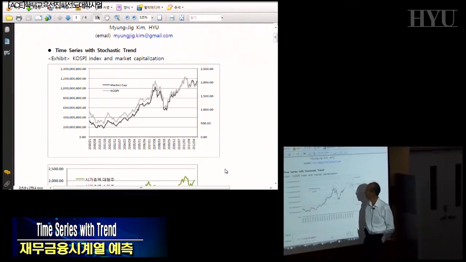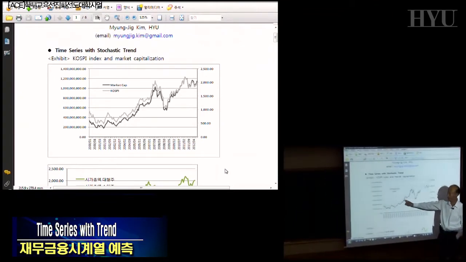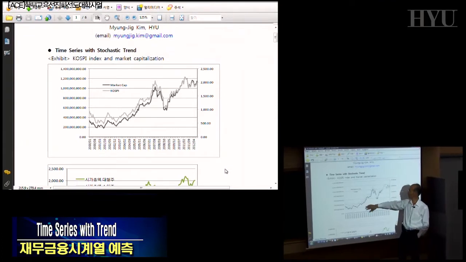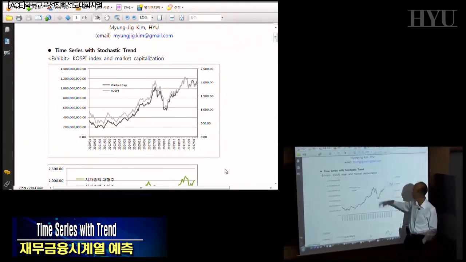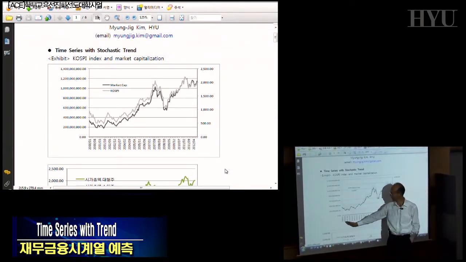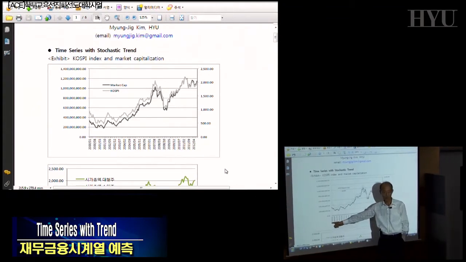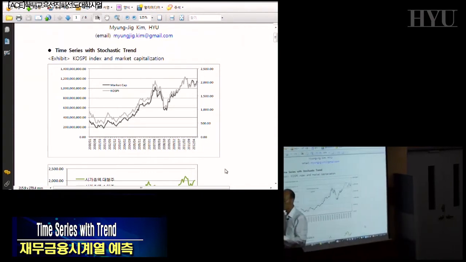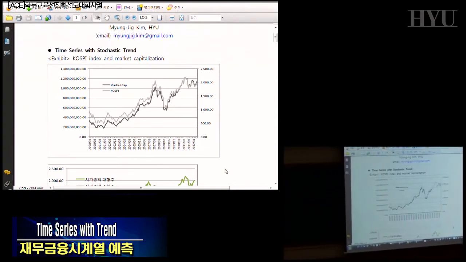And KOSPI. So the market cap and KOSPI appear to be moving very closely together, and we have plots starting from January of 2000 up to the recent period. It shows a sort of upward-sloping trend, but we know that this is all by accident, by chance. Okay, so that's what we mean by stochastic trend.